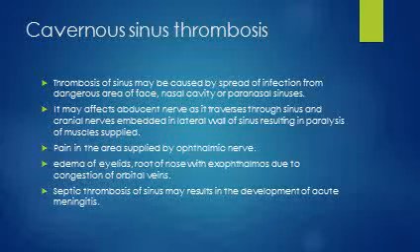Then there is pain in the area which is supplied by the ophthalmic division of the trigeminal nerve, and edema of the eyelids and root of the nose with exophthalmos, that is proptosis, protrusion of the eyeball due to congestion of orbital veins. Thrombosis may result in septic thrombosis of the sinus, and may result in development of acute meningitis.